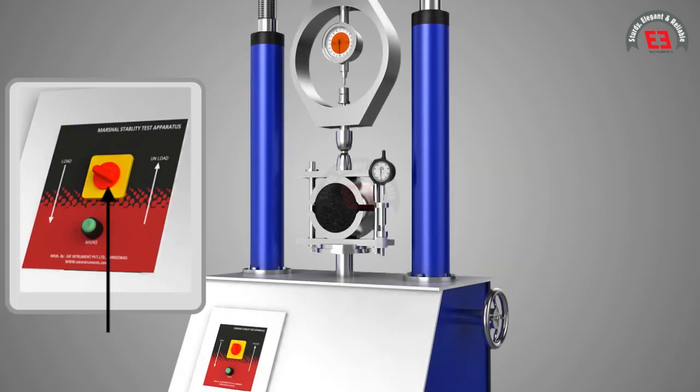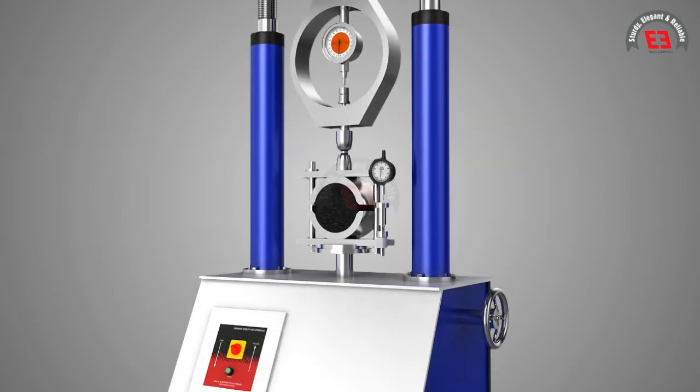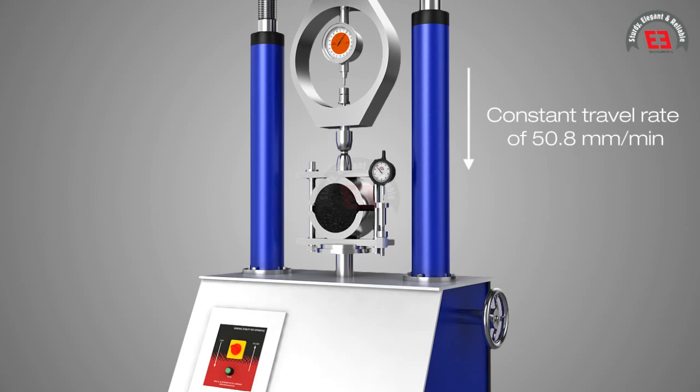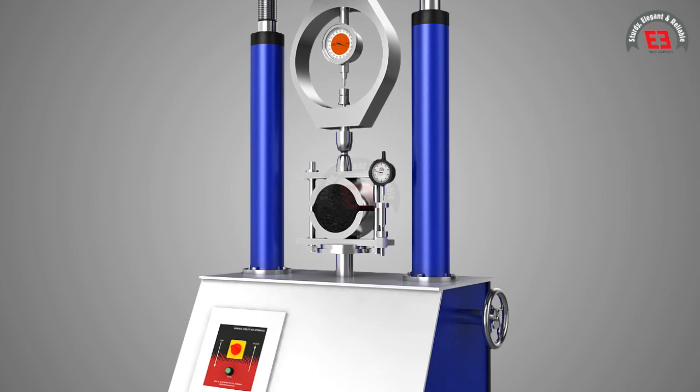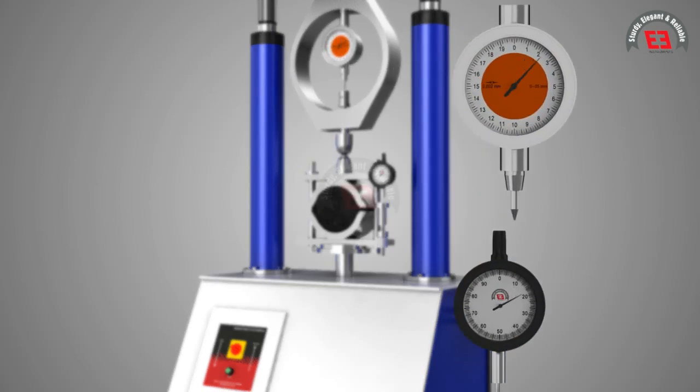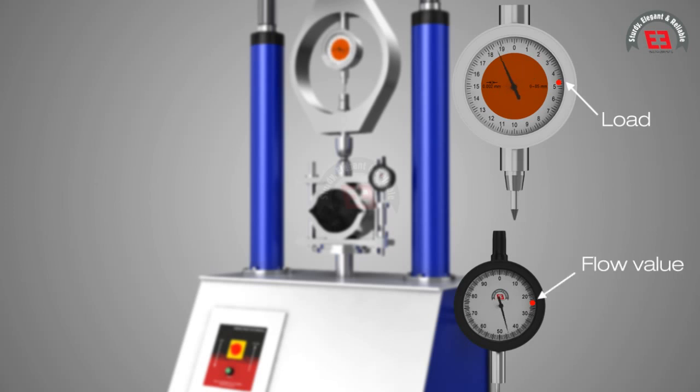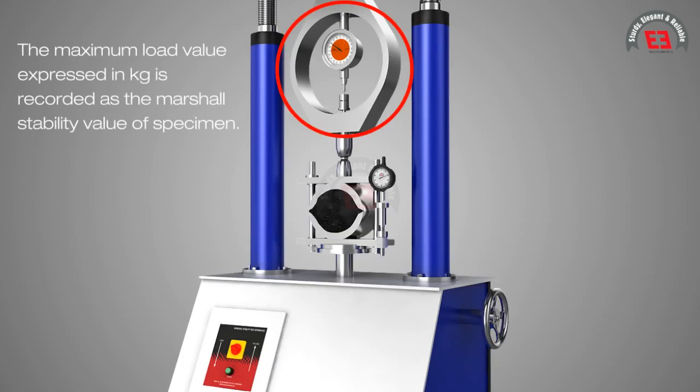The loading unit is started and load is applied at constant travel rate of 50.8 mm per minute. The load on proving ring and flow value on dial gauge is closely observed at a time. As soon as the sample fails, the pointer of the proving ring rotates in opposite direction. Exactly at this instance, note down reading of proving ring division for load and dial gauge reading for flow value. The maximum load value expressed in kilograms is recorded as the Marshal stability value of specimen.